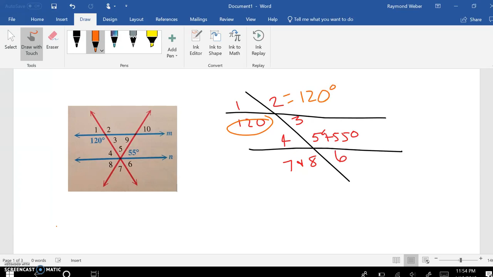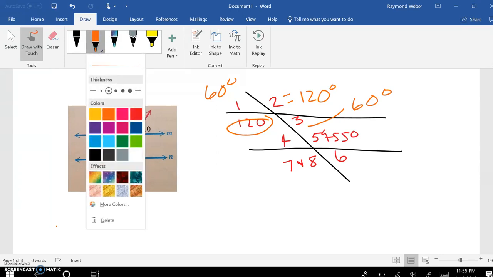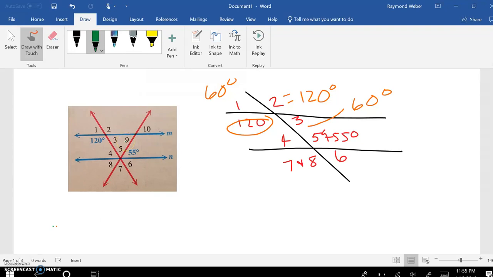They're vertical angles. This has to be 60 because they're supplementary angles, which then means that this is also 60. I could have also worked these right here, 1 and 120 are supplementary angles. The idea is that was pretty easy to figure those out.